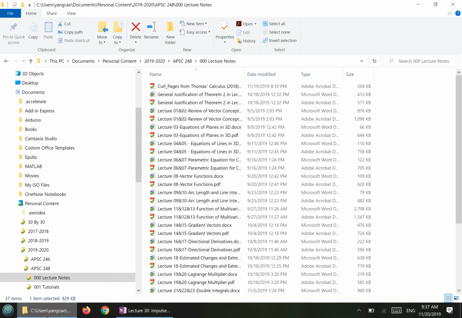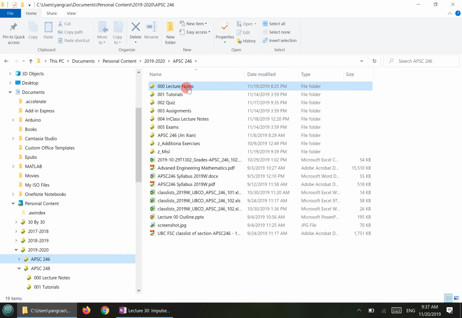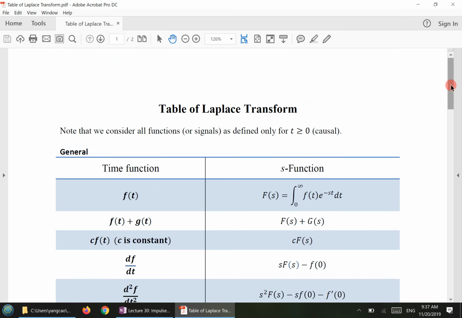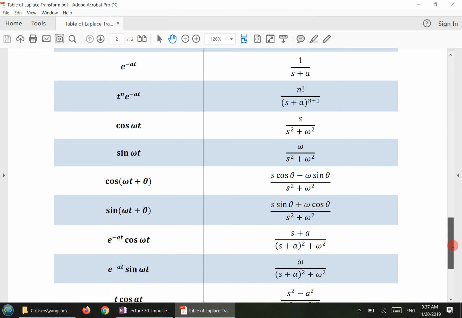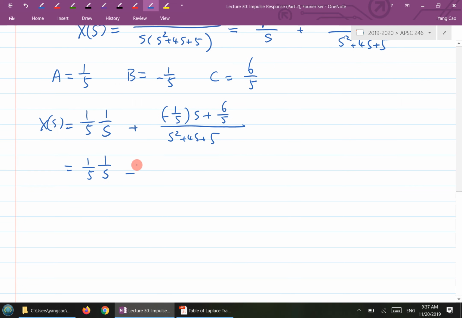Okay. So let's take a look at how we manipulate the second term so that we can make use of the table. Okay, so let me open the table right here, Laplace. Okay, the idea is over here. These two are our ultimate objective. We manipulate to fit into these two forms. So first one, okay, let's write down the bottom first, so we know what we should do.